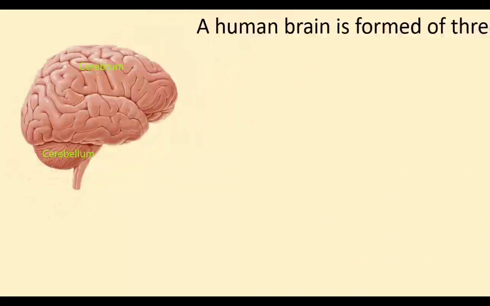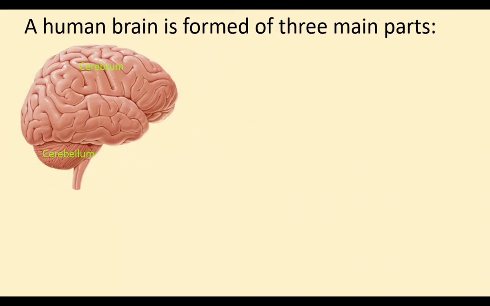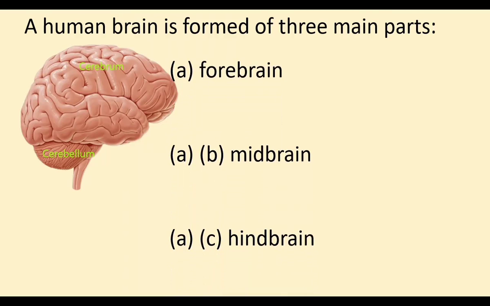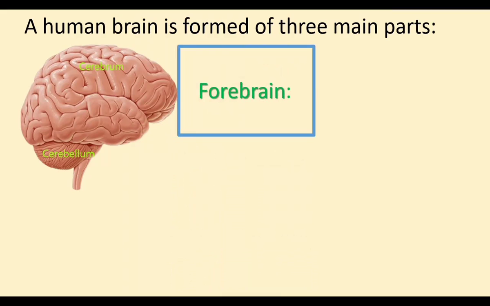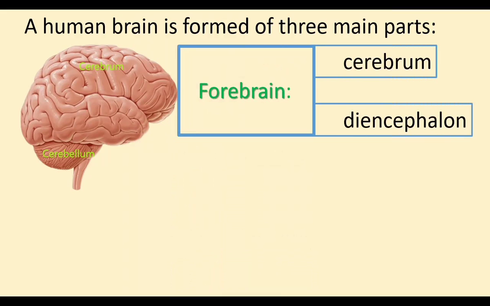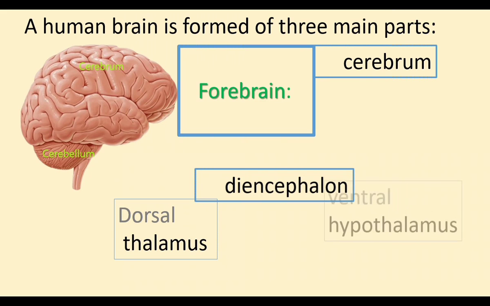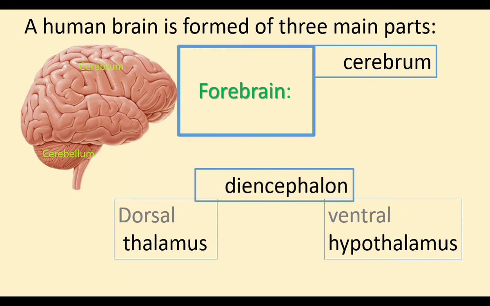The human brain is formed of three main parts. They are forebrain, midbrain, and hindbrain. Forebrain has two regions: cerebrum and diencephalon. Diencephalon has two important structures, the dorsal thalamus and the ventral hypothalamus. Thalamus is found at the top of the diencephalon. The lower part of the diencephalon has the hypothalamus.